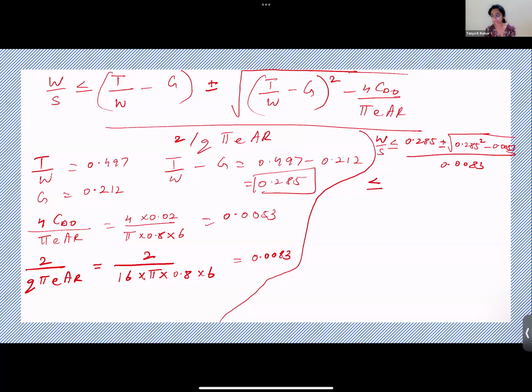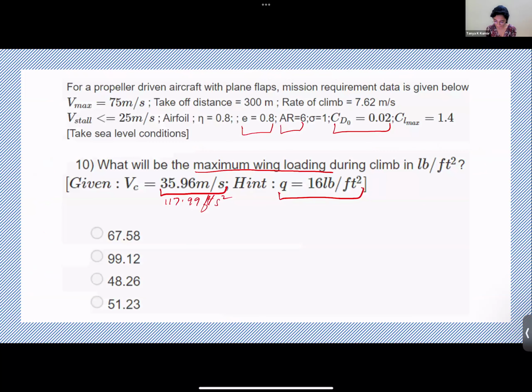Find out the value: 67.54. What are the units? Pound per feet square. So that is the maximum wing loading during climb. Okay, so I think with this we've come to the end of the series of this question.